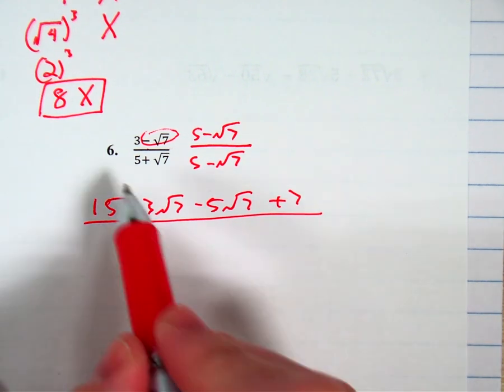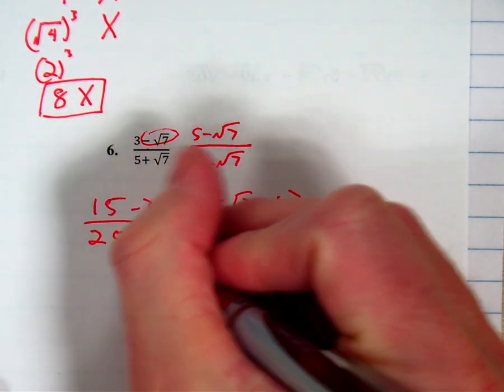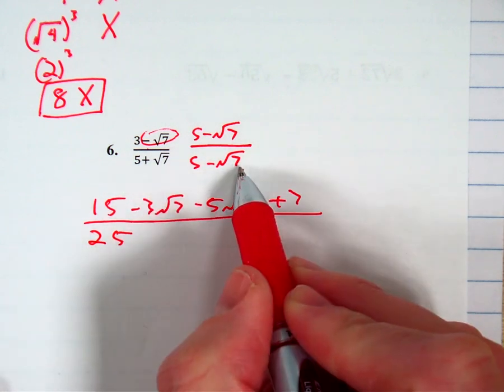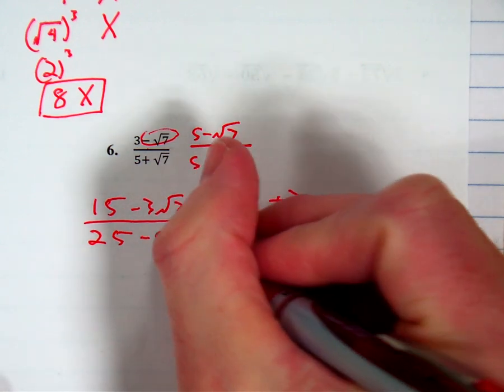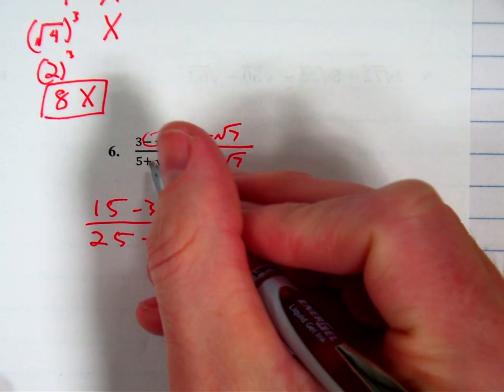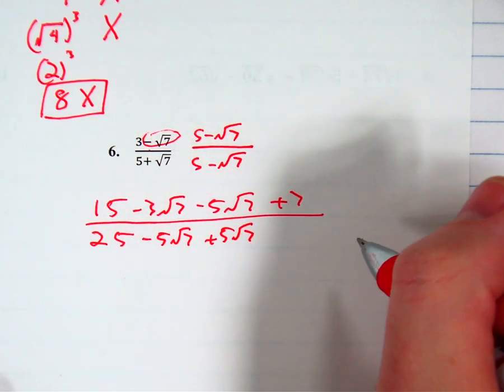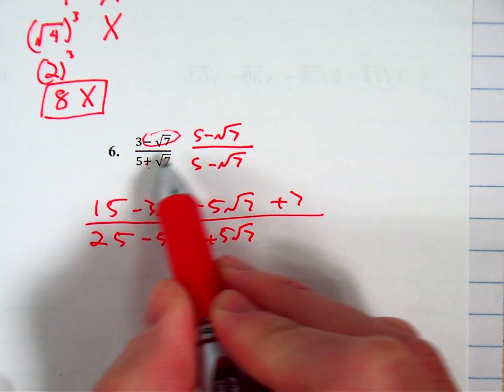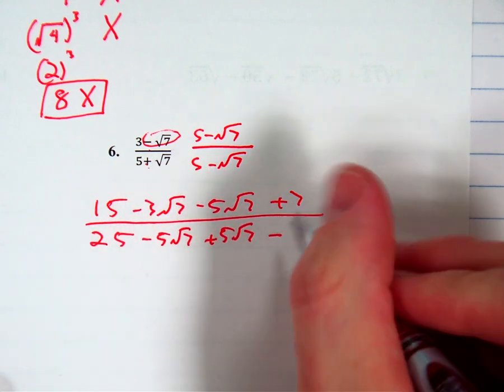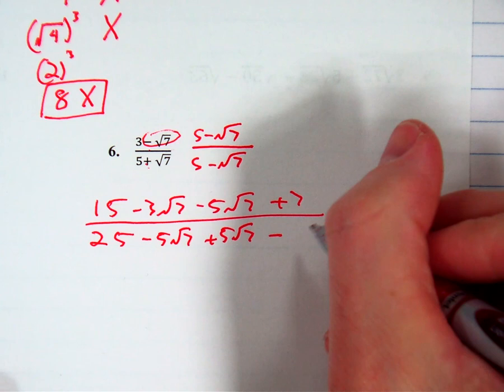Bottom row, 5 times 5, we got 25. 5 times negative radical 7, we got minus 5 radical 7. And we got plus 5 radical 7. Okay, positive times a negative is going to be a negative. Radical 7 times radical 7 is going to be a regular 7.